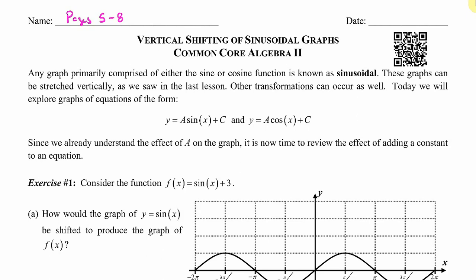Okay, welcome back. We'll take a look at Unit 11, Part 2, trig graphs, pages 5 through 6 for the lesson, and 7 and 8 on the homework. This time we'll be looking at vertical shifting of sinusoidal graphs.